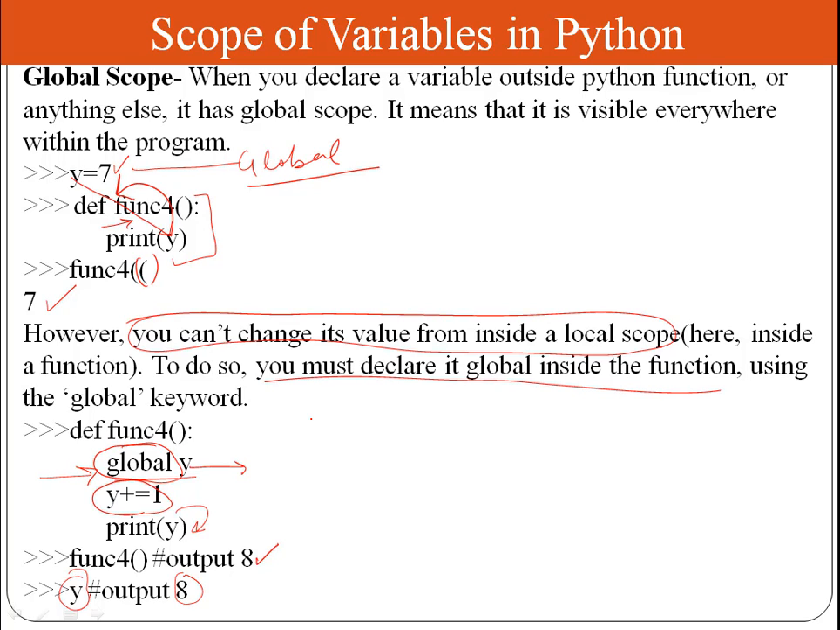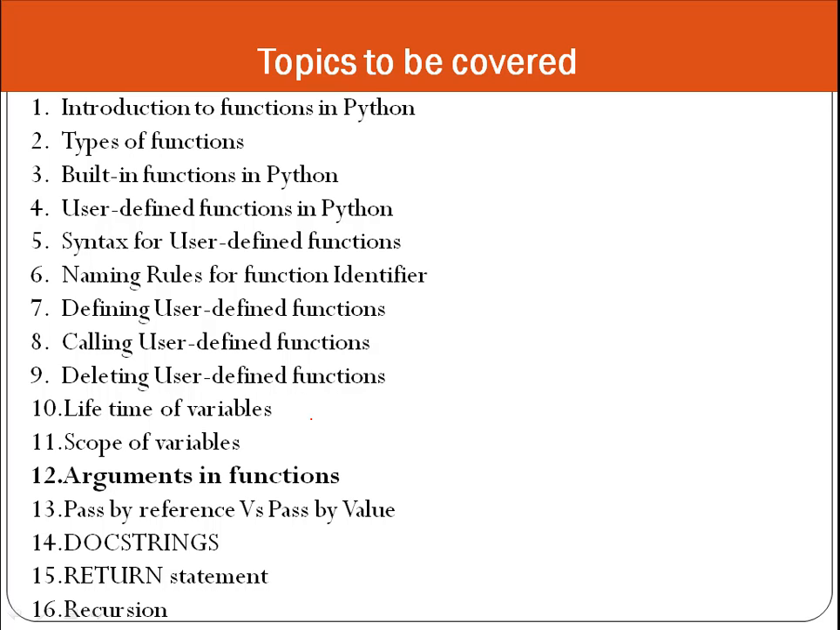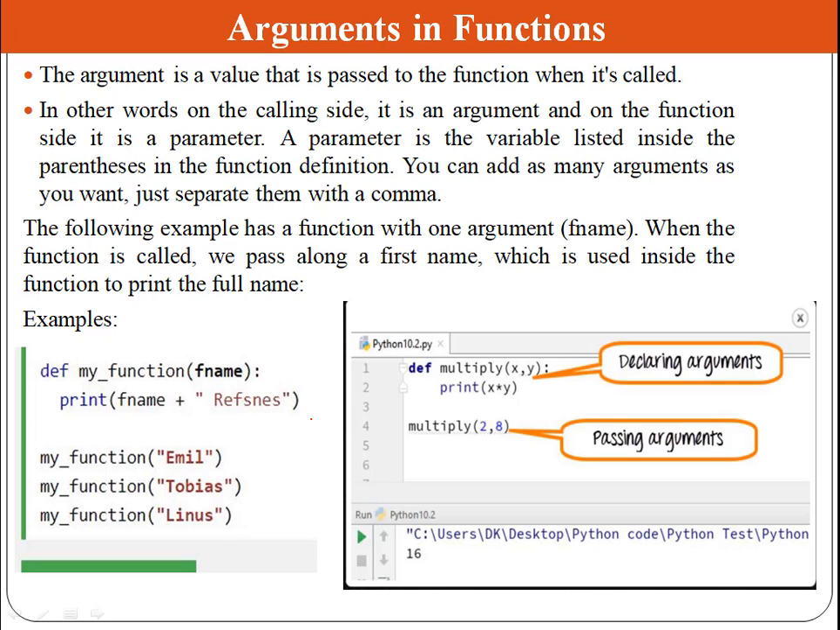Then arguments in the function. The argument is the value that is passed to the function when it is called. We have already seen that when open closed parentheses are there in the definition, here you are passing the parameters, or another name, arguments, right? So it can be any number of arguments or no arguments depending upon your requirement. So argument is a value that is passed to the function when it is called.